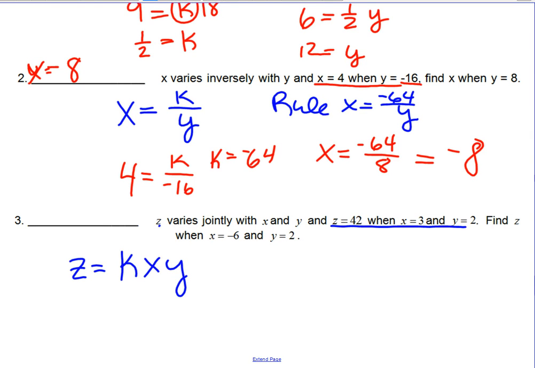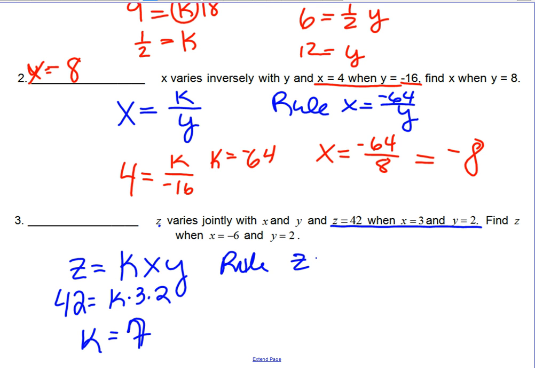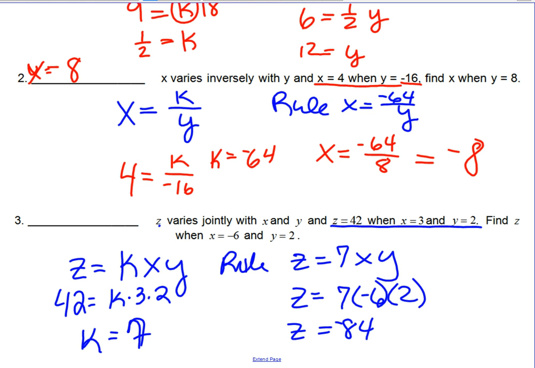Then they give us a scenario. z equals 42 when x equals 3 and y equals 2. So 42 basically equals some value times 6. That means my value had to be 7. So my rule is now that z equals 7 times x times y. Then they say find z when x is -6 and y is 2. This is 42, 84. -84 is what my z is. -84 for my z.